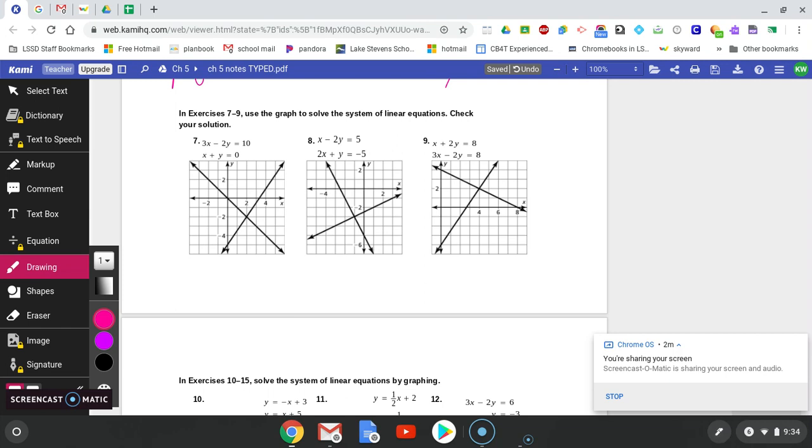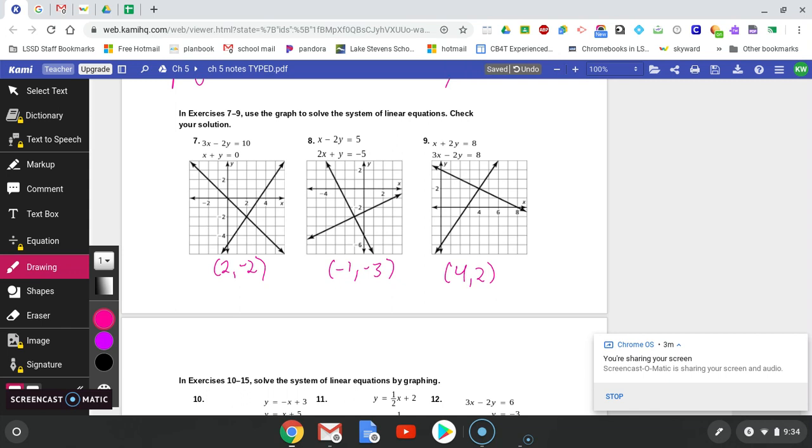So this coordinate point would be, I go to the right 2 and down 2, so it'd be 2, negative 2. On number 8, I'd go left 1 and down 3, so that'd be negative 1, negative 3. And then number 9, I'd go right 4 and up 2, so that would be the coordinate point 4, 2. So that's the solution. That's what we're looking for. We want to know where those two lines intersect.